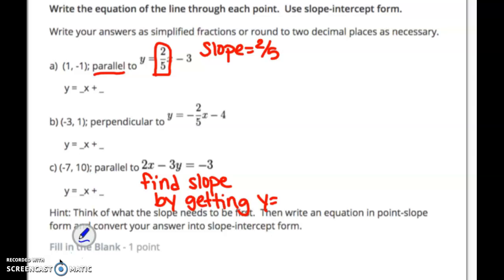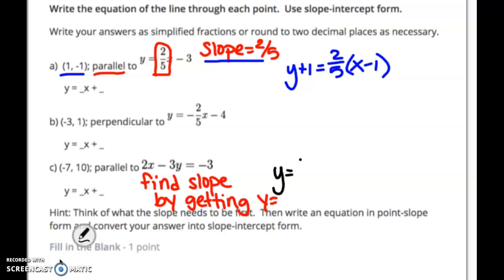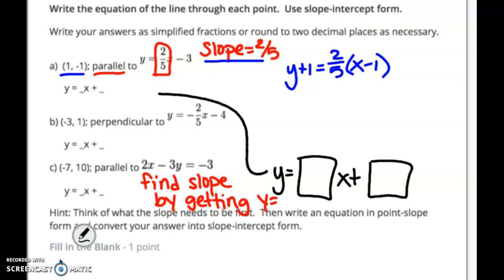Now, you're given a point and you're given a slope. So if you're given a point and a slope, the first step is to put it into point slope form. So y subtract y1, right? If I subtract the negative, it's like adding, equals the slope and then x subtract x1. Now that's not the way my answer wants to be written, right? To fill it into this blank, I'm given y equals something x plus something, right? That's kind of what my end goal is.